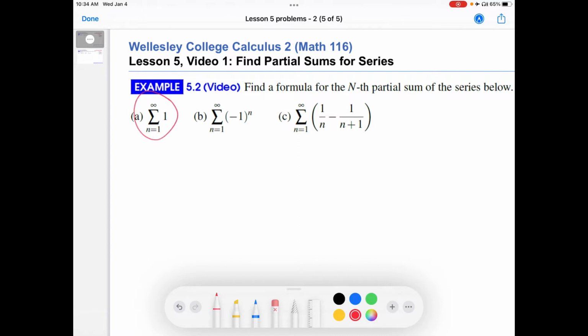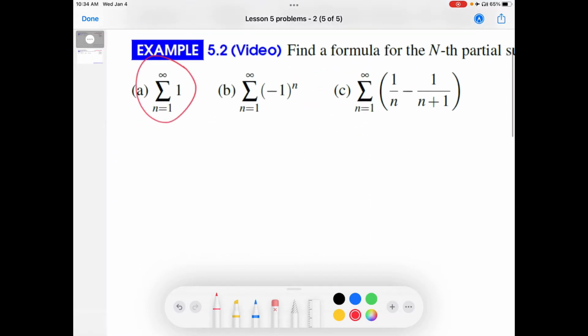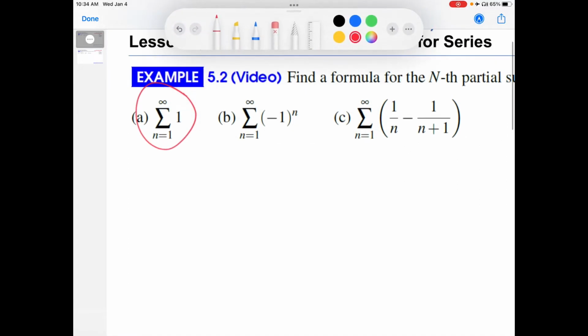This infinite series is a really silly infinite series, right? But sometimes it's really nice to start with the silly examples first. So how do I write out the terms in the series? Well, it's just 1 plus 1 plus 1 plus 1 all the way forever. So how would I find an nth partial sum for this?